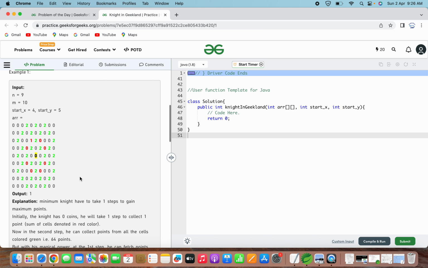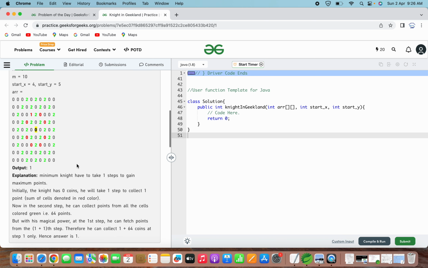Here it is saying that the output is 1. And some numbers have been given here, in red and green, so we'll understand them in a while. Here the explanation says the knight has to take a minimum of one step to gain the maximum points. And how is that one step?